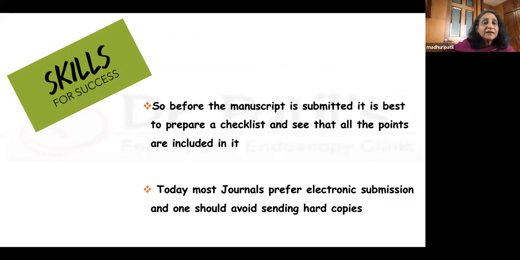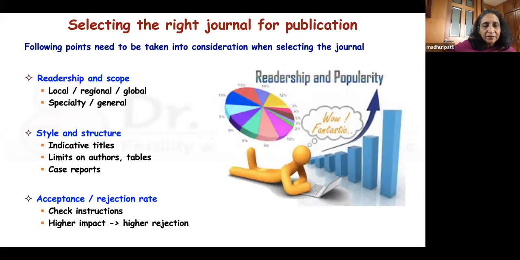So those are the skills required for success. Before the manuscript is submitted, it is best to prepare a checklist and see that all the points are included in it. Today, most journals prefer electronic submissions, and one should avoid sending any hard copies. Then the most important thing is selecting the right journal for publication.